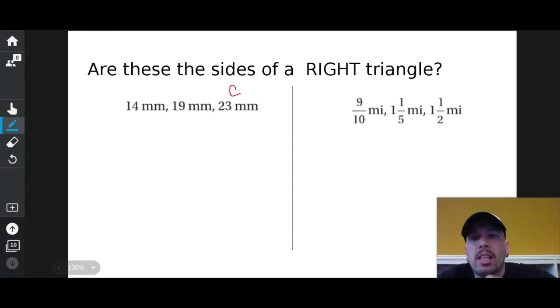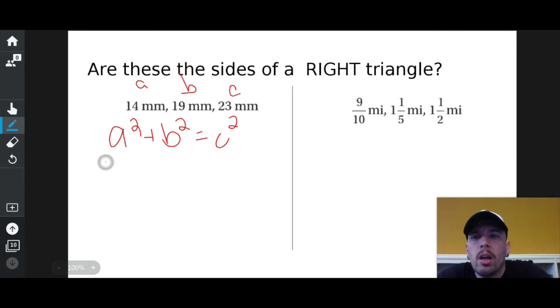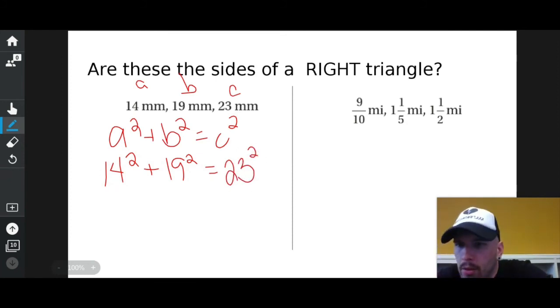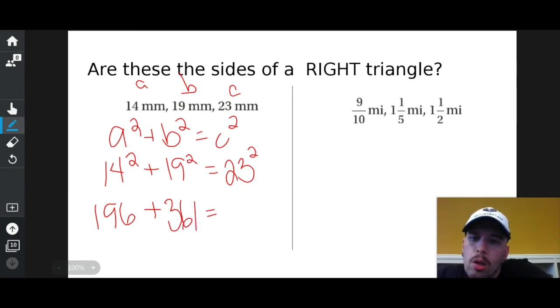Easy. You'll have to be C because you're the longest. I'll call you A and I'll call you B. A squared plus B squared equals C squared. 14 squared plus 19 squared equals 23 squared. What's 19 squared? I know 14 squared is 196. 19 raised to the second power is 361. What's 23 squared? 23 raised to the second power is 529.